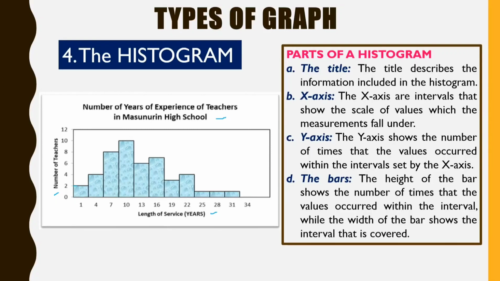Again, for example, in this graph, the first bar means that the number of respondents, or number of teachers, that belong to this range, from 1 to 3, is 2. Since the frequency is 2, the number of students that fall in this scale is 2. For this scale, it is 4. For this, it is 8, and so on.